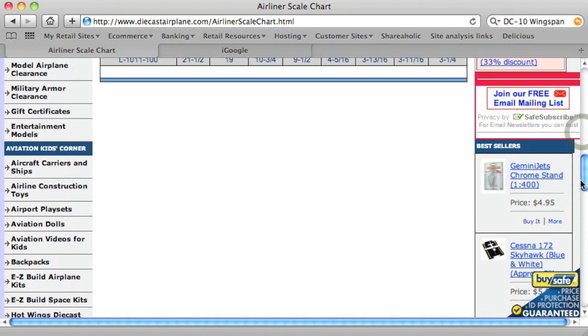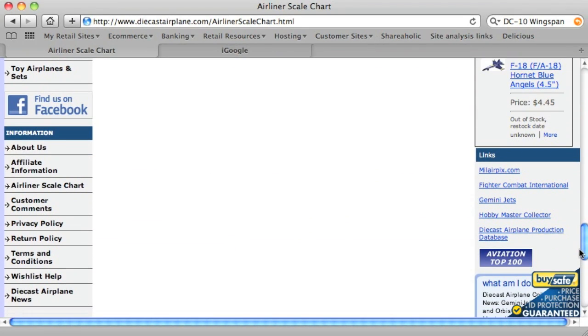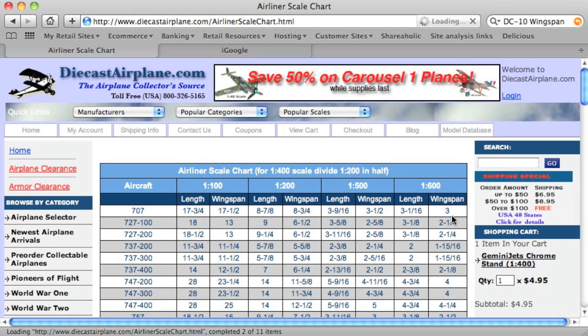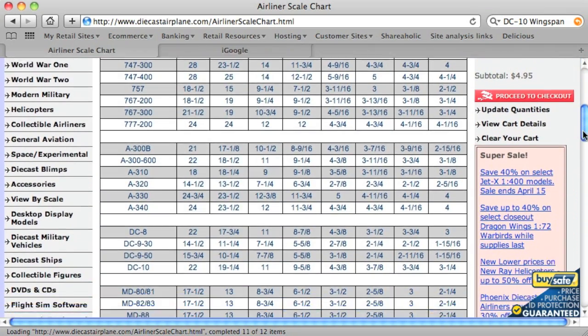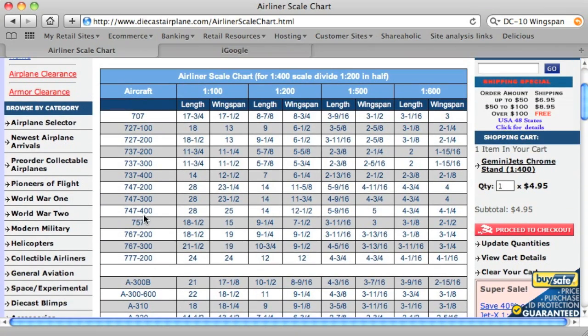One is the airliner scale chart down on the left under the information section. Just click on the airliner scale chart and you'll see relative scale sizes for many of the common airliners. For example, a 747-400 in a common scale such as 1/200 scale would be 14 inches long. At 1/400 scale, as it says at the top here, it would be half that, so it would be 7 inches long. Notice that a 737 is about half the size of a 747.